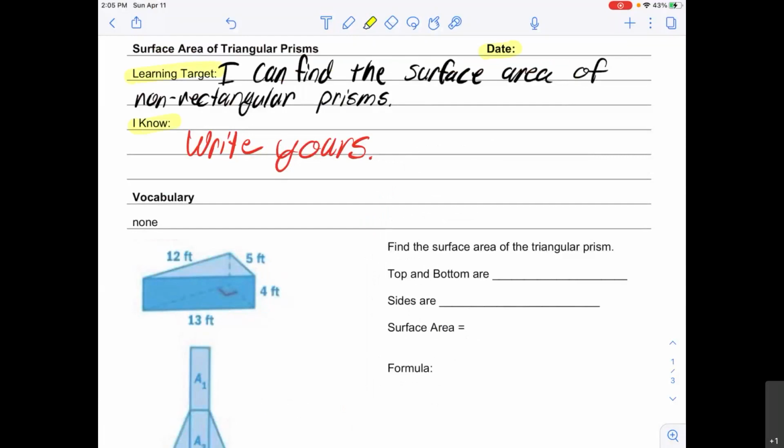And then write down what you already know about this. We already know how to find the surface area of rectangular prisms, so you could write about that. And then our new thing will be non-rectangular, other types of prisms. So pause the video here and get all that written down. There's no vocabulary today, and then restart the video when you're ready to go.